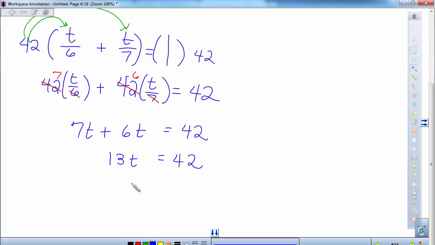So to find t, we'll say t equals 42 divided by 13. If we do that on our calculator, I get 3.23. So we'll say it's going to take them approximately 3.23 hours to complete the job.